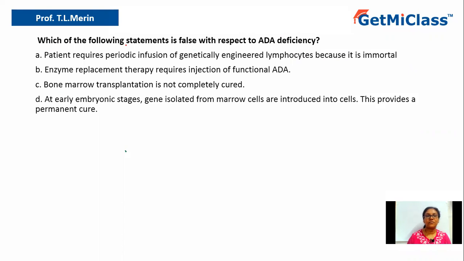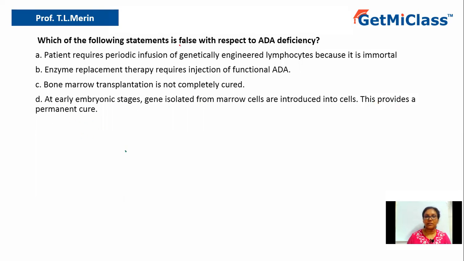The question says, which of the following statements is false with respect to ADA deficiency? Option A says patient requires periodic infusion of genetically engineered lymphocytes because it is immortal. Option B says enzyme replacement therapy requires injection of functional ADA. Option C says bone marrow transplantation is not completely cured. Option D says at early embryonic stages, gene isolated from marrow cells are introduced into cells. This provides a permanent cure.